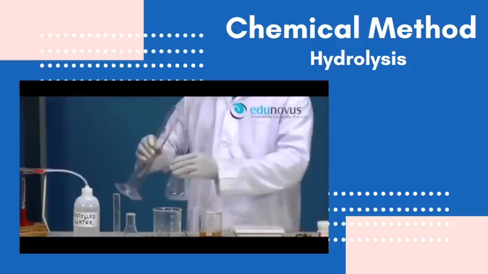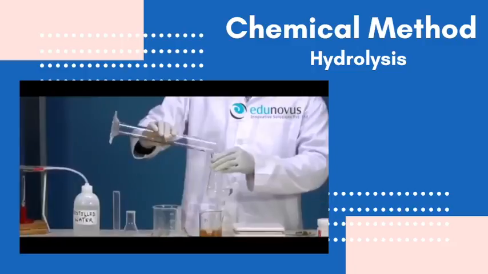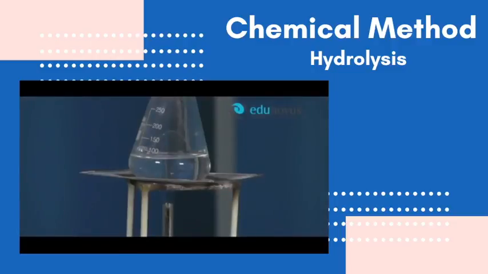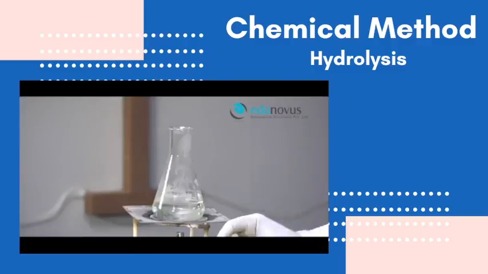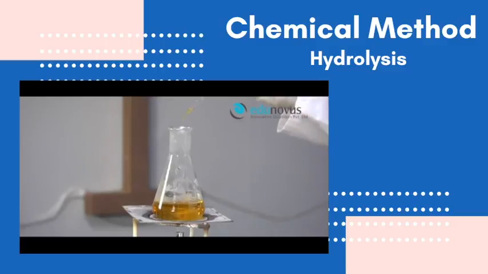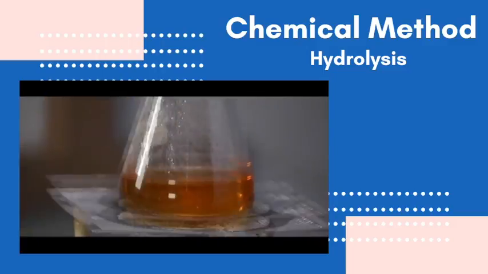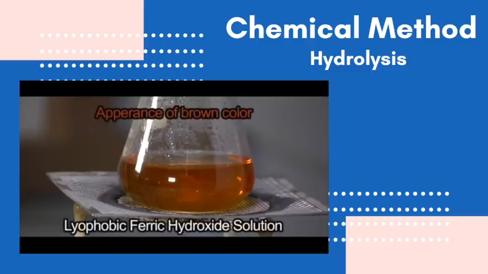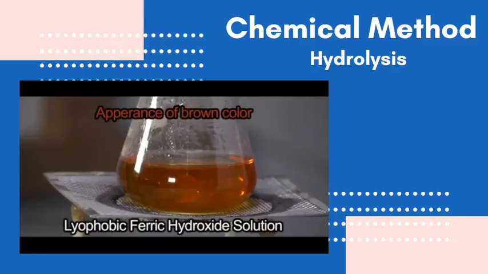First, measure 100 ml of water and heat it to 80 degrees Celsius. Now you can see the water starts to boil. Add 30% ferric chloride solution drop by drop. Continue heating and adding ferric chloride solution until a deep red or brown color appears. Here you can see the appearance of the brown color solution. We have successfully prepared lyophobic ferric hydroxide solution.